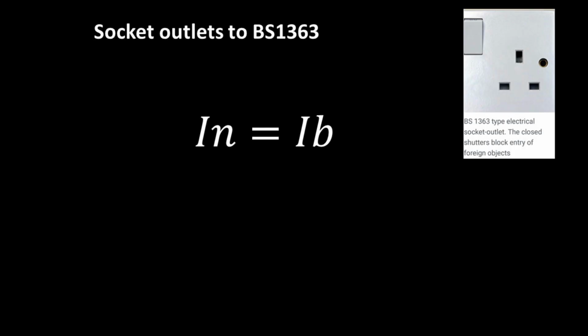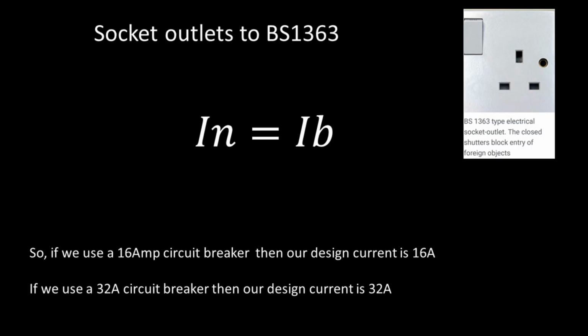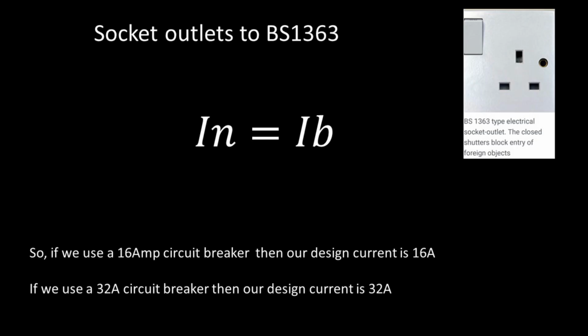Socket outlets are a bit different. We never know what they're going to plug in, so it's just the protective device rating that we use as a design current. If we've got a 16 amp circuit breaker protecting our circuit, maybe a radial, then our design current is 16 amps. And if we're using a 32 amp protective device, maybe a ring circuit or a 4mm radial, then 32 amps is our design current. So quite straightforward.